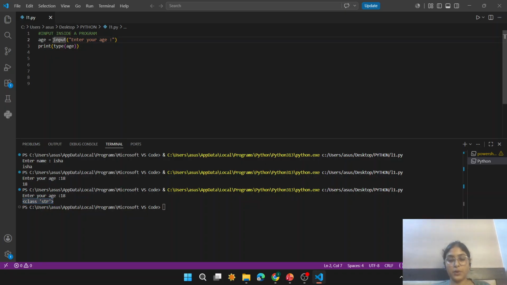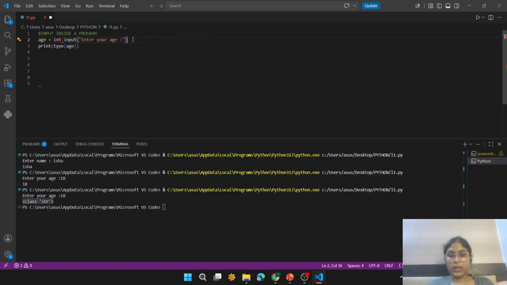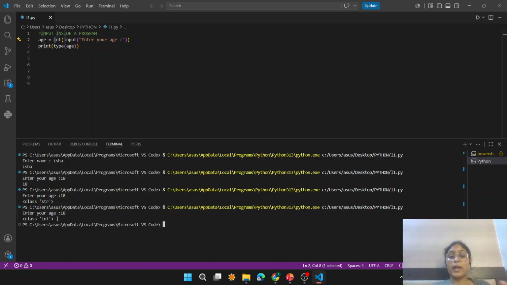Along with this input function, we are going to use int outside this function, telling it that this whole input function will work as an integer. Now let's see what its data type will be. Now it is an integer. This is where typecasting is very important. We have converted a string into a number using typecasting.